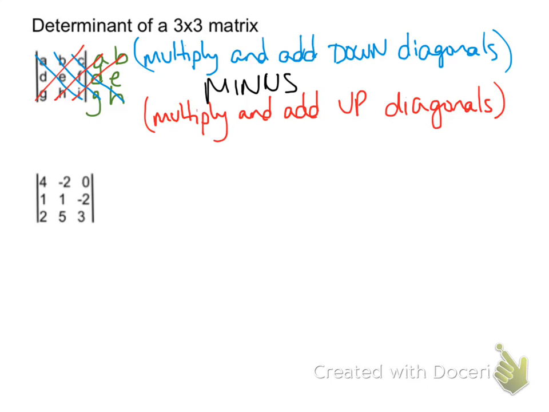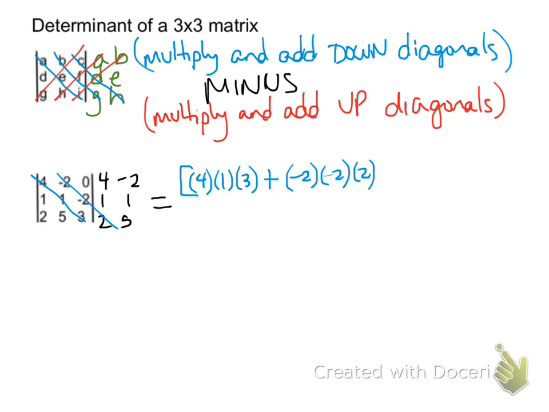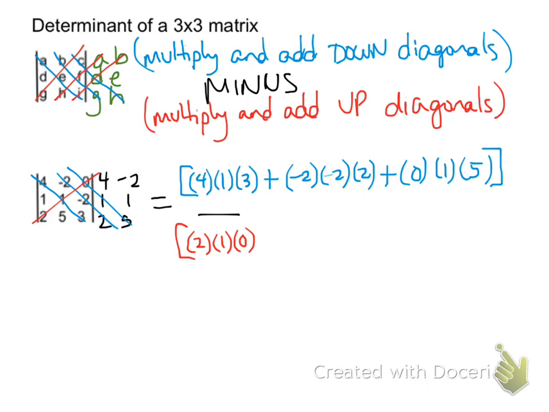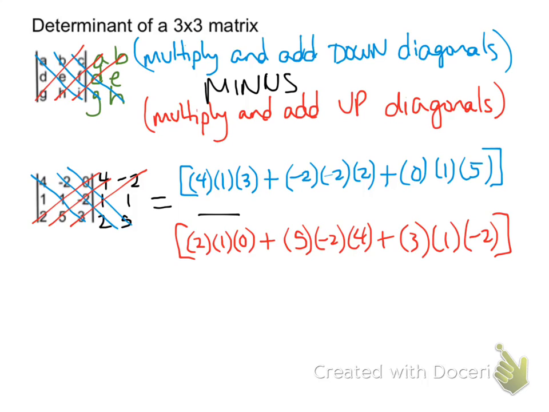And so now again, let's look at this first example. The first thing we need to do is rewrite the first 2 columns, and then as we multiply the down diagonals, 4 times 1 times 3, plus the next down diagonal is negative 2 times negative 2 times 2, plus the last one, 0 times 1 times 5, minus now all the up diagonals. So 2 times 1 times 0, plus 5 times negative 2 times 4, plus 3 times 1 times negative 2.